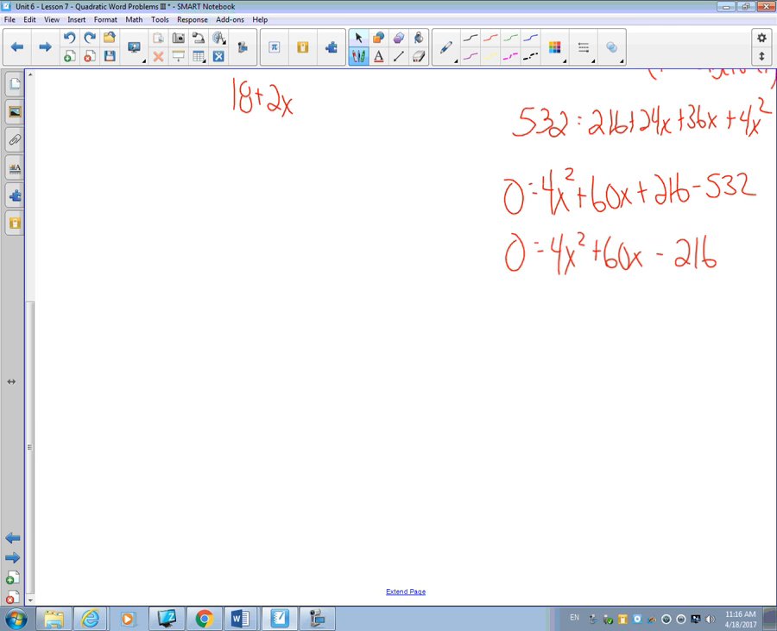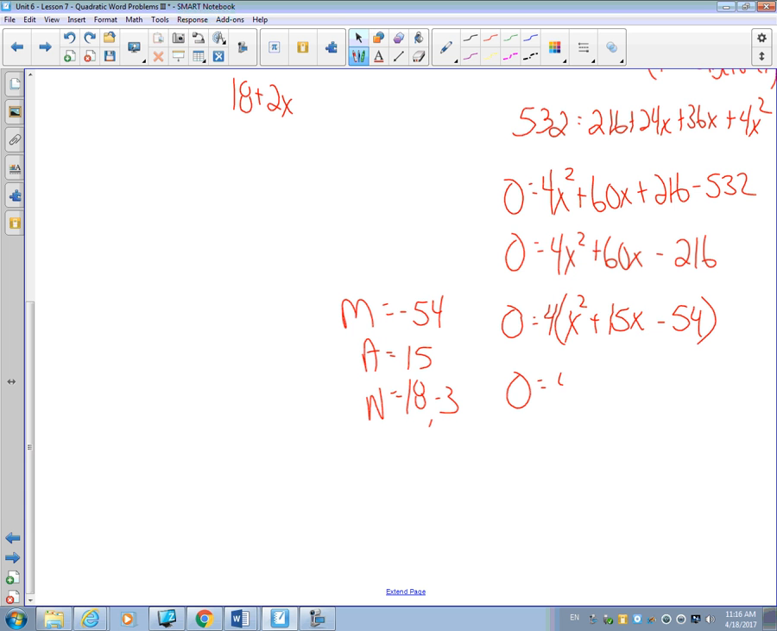Let's try factoring, because this one looks like it's all divisible by 4. Might as well do that first. Make it simpler, if anything. And that leaves x squared plus 15x minus 54. Looks like a simple trinomial. Multiply to negative 54. Add to 15. Ah, there are numbers that do this one. 18 and negative 3. So x plus 18, x minus 3.